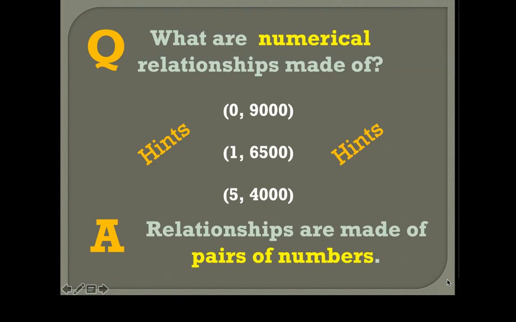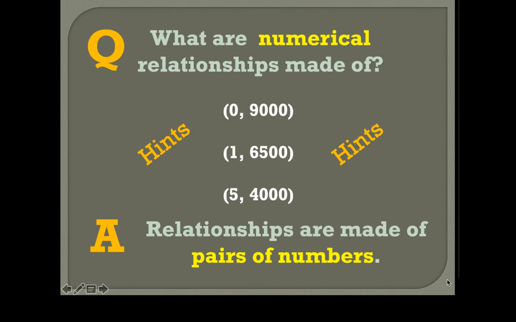Relationships are made of pairs of numbers. And that statement right there is one of what we call magic sentences. So in Get More Math, you will practice this a bunch, but they will be fill in the blank. So this is one of the magic fill in the blank sentences. If you know this statement, then when you get the questions, you'll know which words are missing.